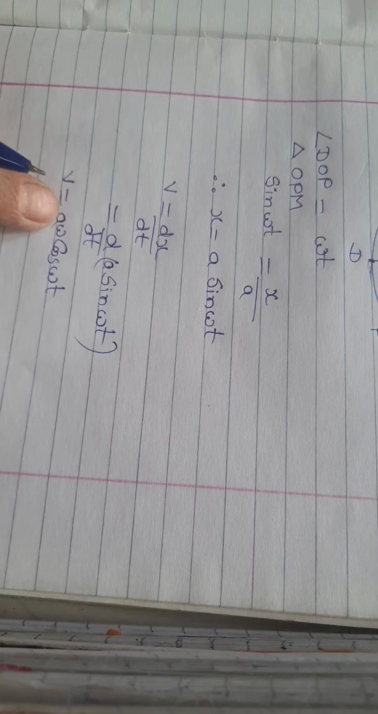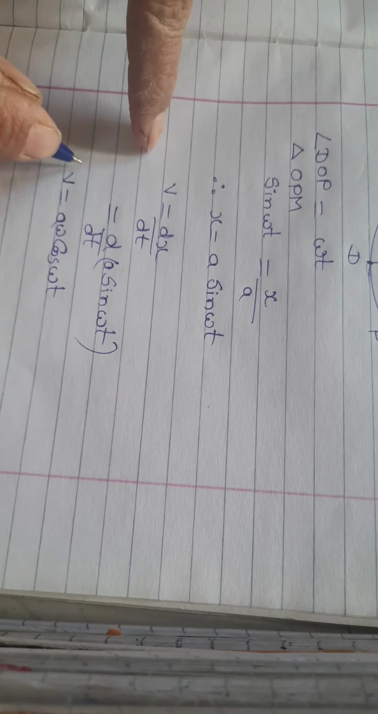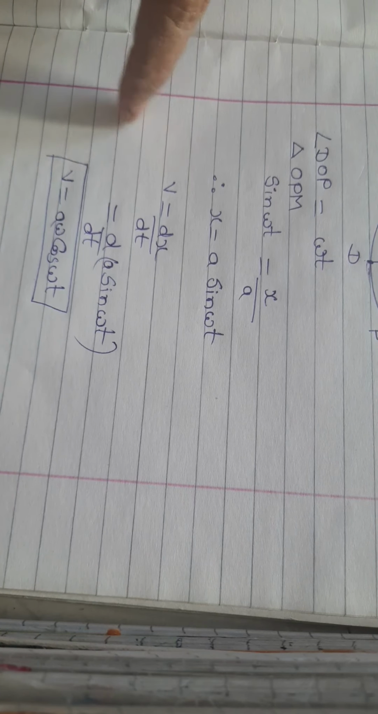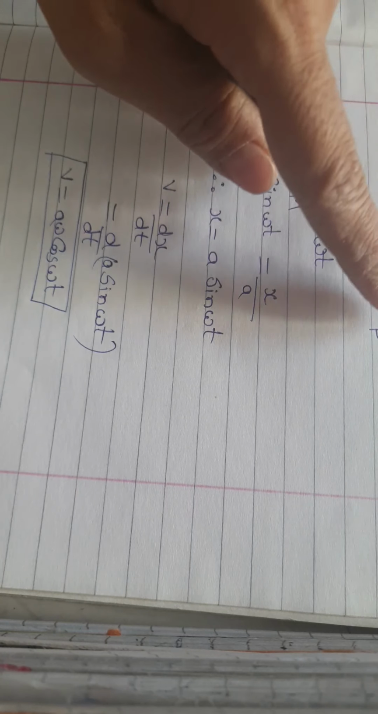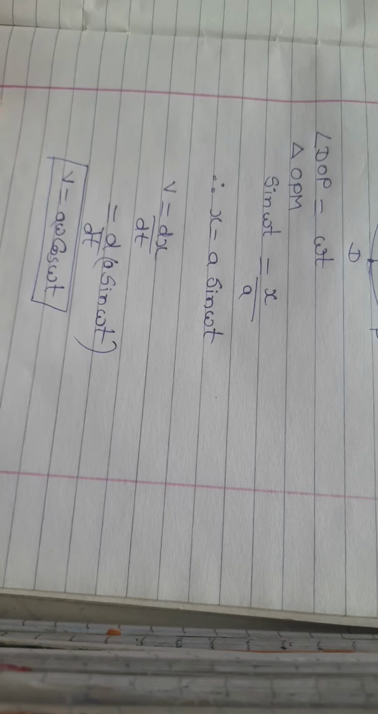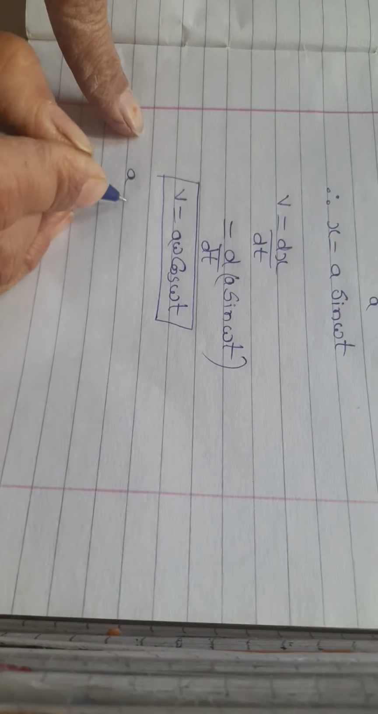We already discussed this in our last video. It means the value of velocity, when a particle performs circular motion but along the diameter it is performing SHM, is V is equal to A omega cos omega t. Now further, what is acceleration?